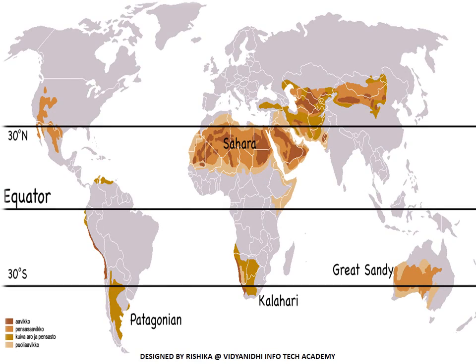The areas marked in brown are the desert regions. As you can notice, they are normally around the equator or the tropics.